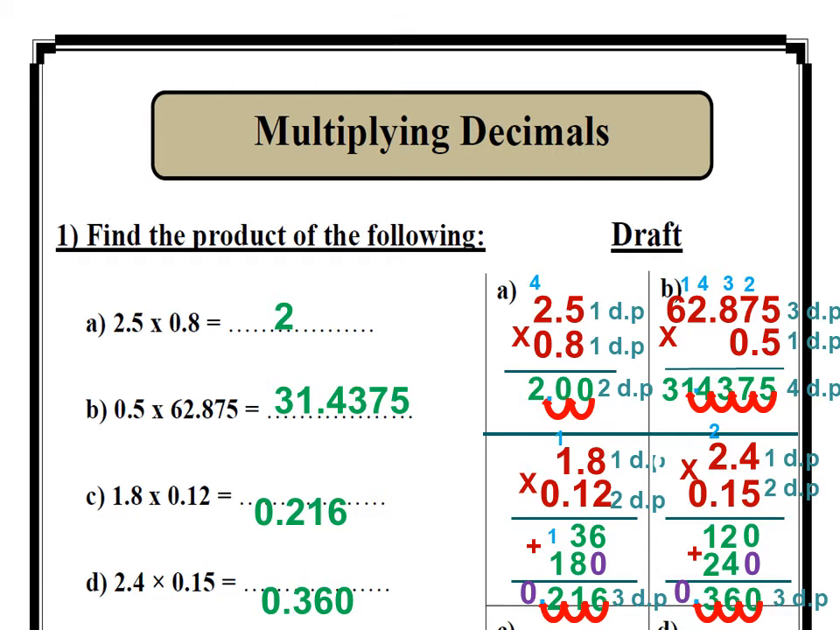1 plus 2, 3. In the first number I have 1 decimal place, in the second number I have 2 decimal places, so my answer has 3 decimal places. So I'm going to count 1, 2, 3. Here is the position of the decimal point, 0, so my answer is going to be 0.360, or I can say 0.36. They are the same.